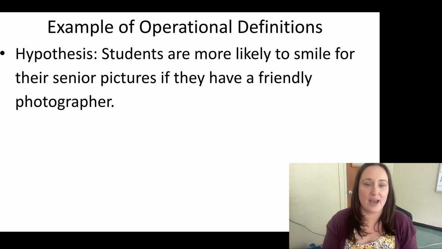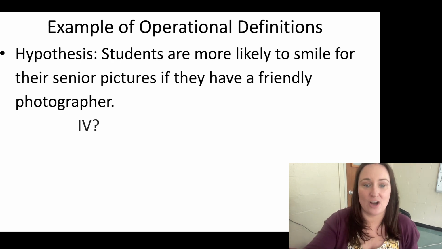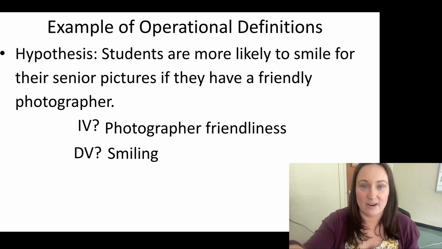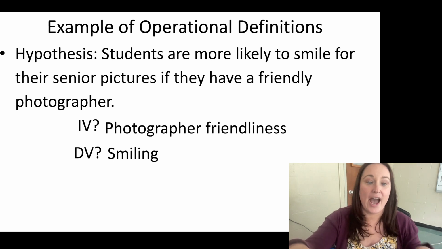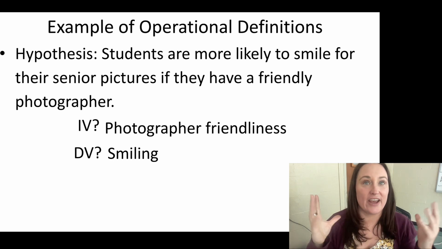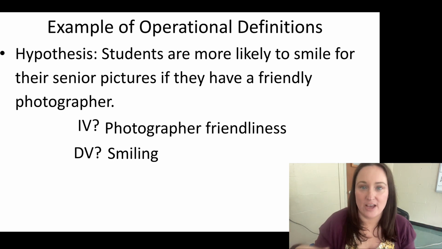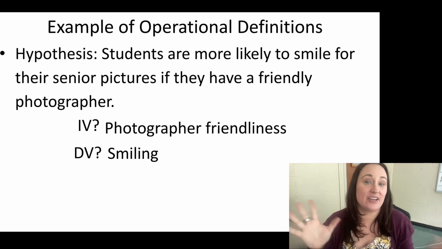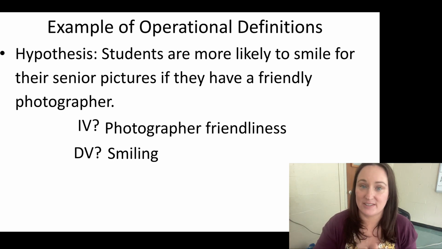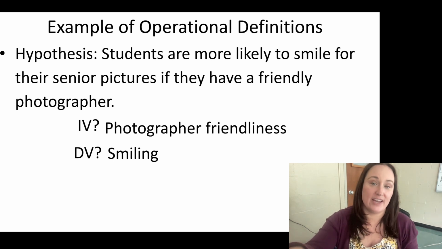Here's an example. So we have a hypothesis. Students are more likely to smile for their senior picture if they have a friendly photographer. So we're going to talk more about independent and dependent variables, but you can kind of guess right now if you think you already know the difference between the two. So here are independent and dependent variables. So how are we going to operationally define what a friendly photographer is, right? We're going to have a certain script, and we're going to have that person behave a particular way in this experiment. We are controlling that independent variable.